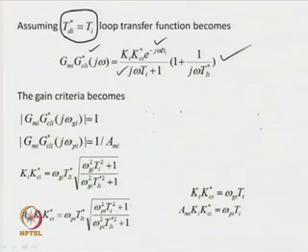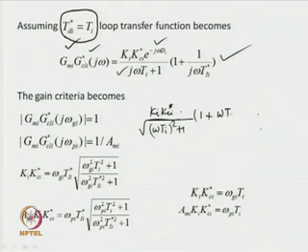Now, the magnitude of the loop transfer function can be further written in the form of Ki KCi star upon the square root of (omega Ti square plus 1) times the square root of (1 plus (omega Ti star) square) upon omega Ti star. So, this gives the loop gain in absolute form.